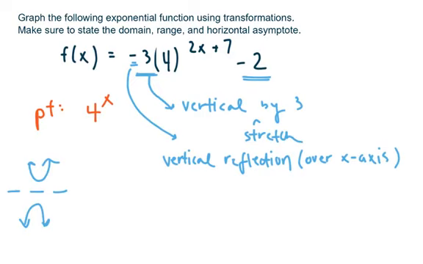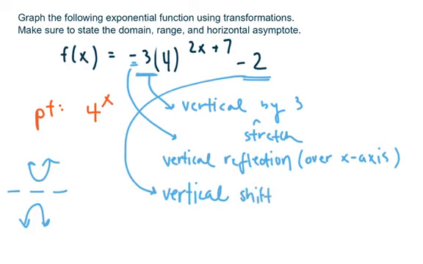And then the -2, that's going to be a vertical shift down 2, right? Because again, things on the outside of the function are happening vertically, and what they say are what they are. So it says we're subtracting 2. That means we're shifting everything, our y's, down 2. So that's a vertical shift down 2.